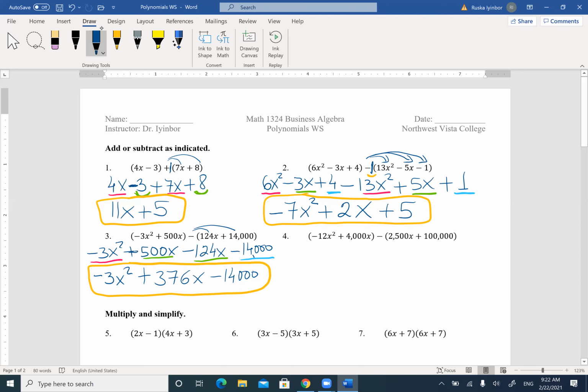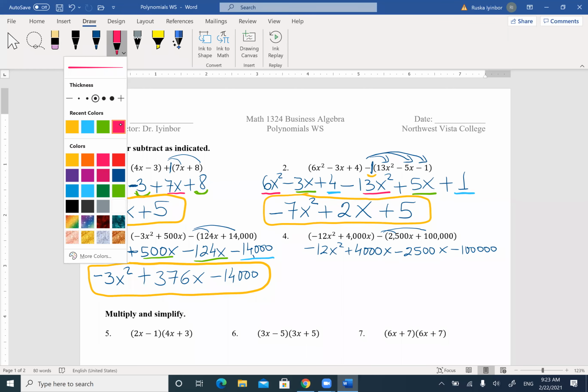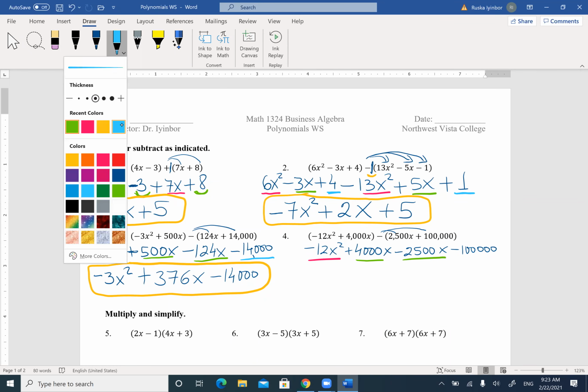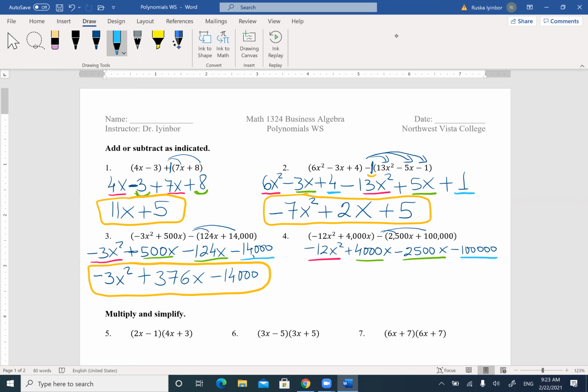And then let's do the next one the same way. So I'm going to copy number 4, copy the first polynomial, negative 12x squared plus 4,000x, and then minus 2,500x, minus, be careful with this negative, it's very easy to make a mistake, negative 100,000. And then from here, we're going to combine them again. X squared, it's only one x squared. Then you have the x's, there are two x's, we're going to combine those two. And then it's only one number, you're going to bring that number down.